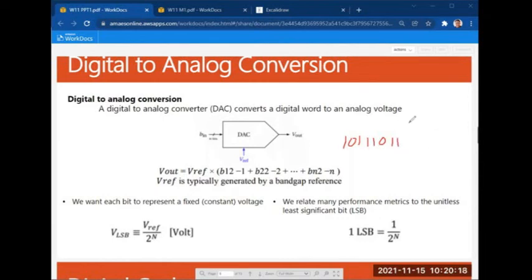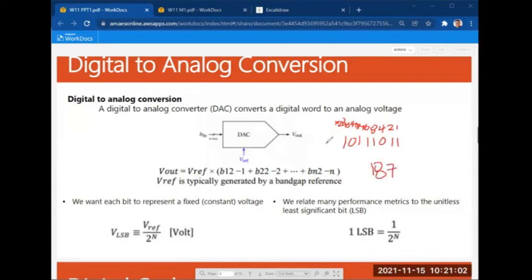Let's refresh ourselves in conversion from binary to decimal. This is 1, this is 2, this is 4, 8, 16, 32, 64, and then 128. To convert this, we have 128 plus 32 plus 16 plus 8 plus 2 plus 1. That is equal to 160, 170, 186, 187. Okay, 187.